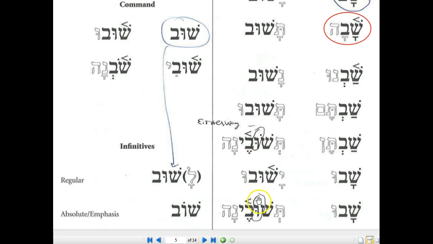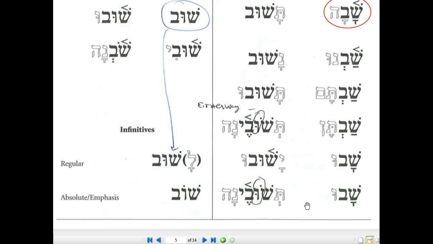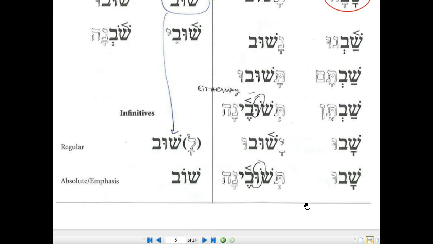Over here, I've circled and made a note that this is not an actual spelling of a form. What they're trying to tell you is that the second person feminine plural can be spelled with either a holum or a shuruk. So it can be teshovena or it can be teshuvena. And you never get two vowels like that in actual spelling. That's a hybrid form, just to let you know what the options are.